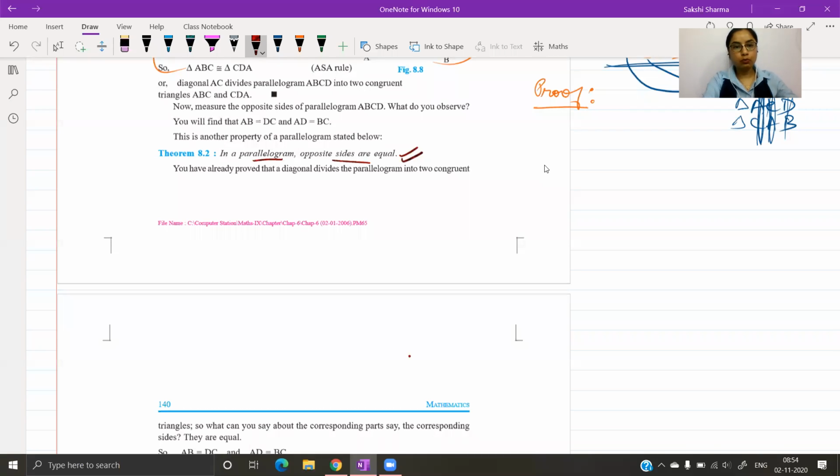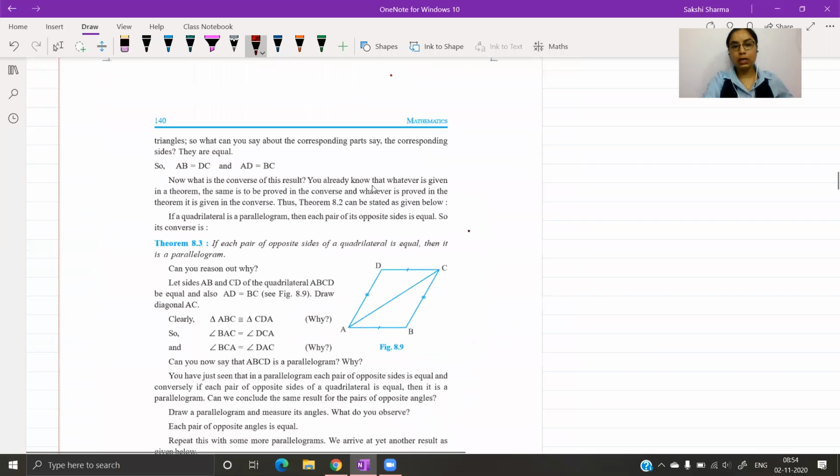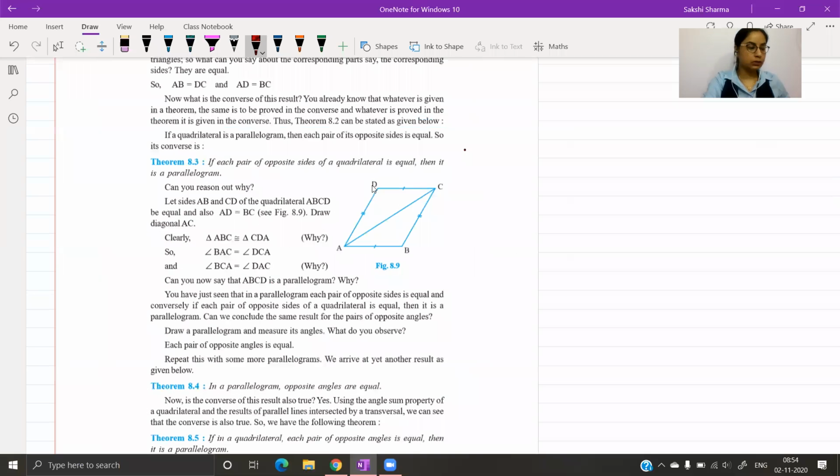The congruence that you proved in theorem 8.1, same congruence gives you this result, that the opposite sides of a parallelogram are equal by CPCT. Then we have theorem 8.3. It's the converse of the previous theorem.